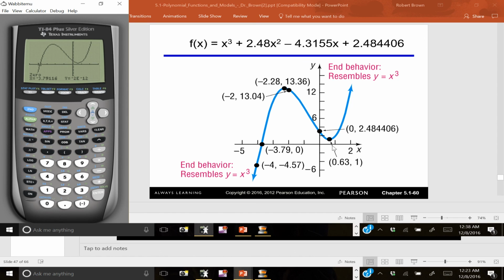You can do the same thing to find the y-intercept: hit second calc, hit value, put in x equals 0, and you know you're going to get 2.484406 without even calculating it, by just looking at the equation.